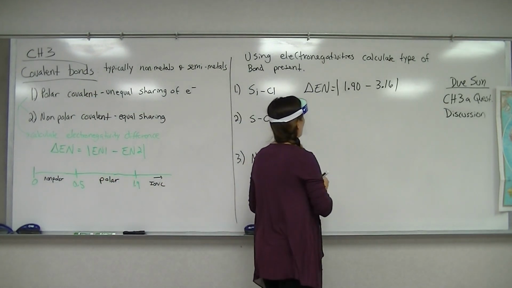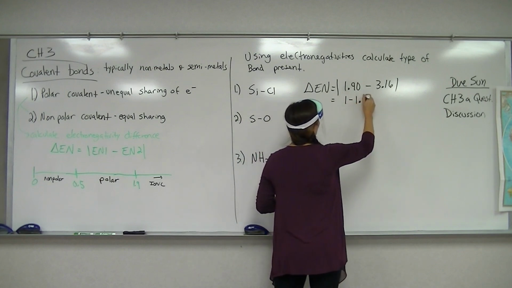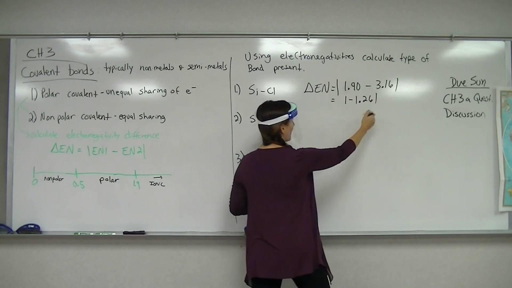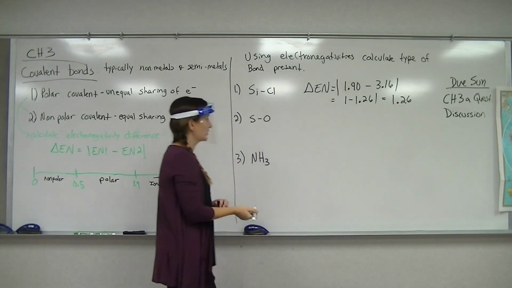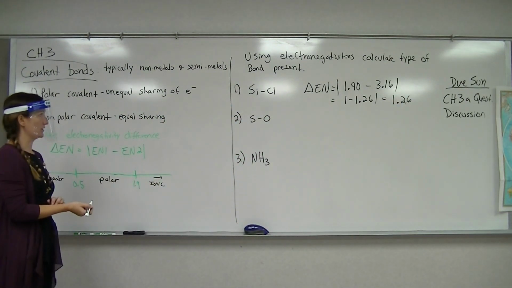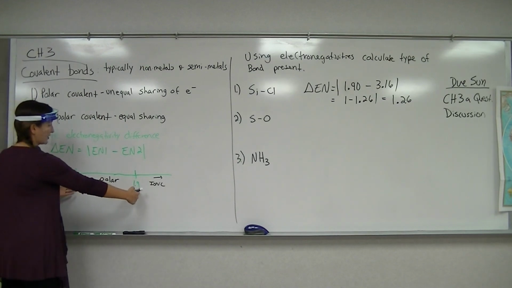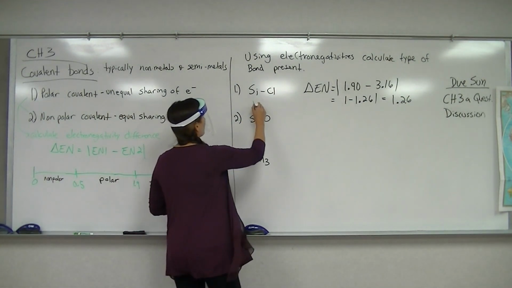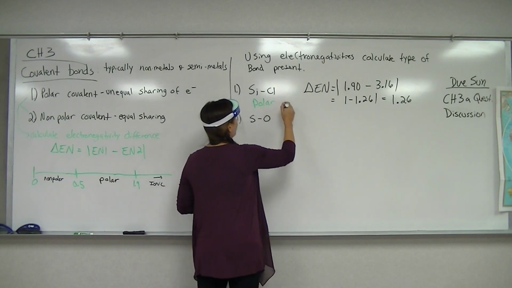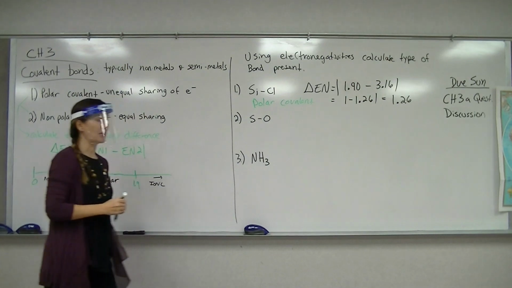What do we get when we subtract those two? Negative 1.26. And since it's absolute values, we just change that to a positive. So 1.26 would be the electronegativity difference. So we look at this range. 1.26 is going to be in the polar range. So this is going to be a polar bond. Polar covalent. What that means is they are not sharing the electrons equally.